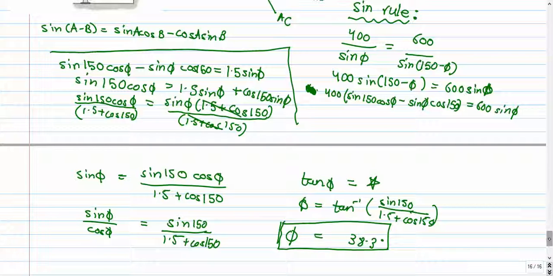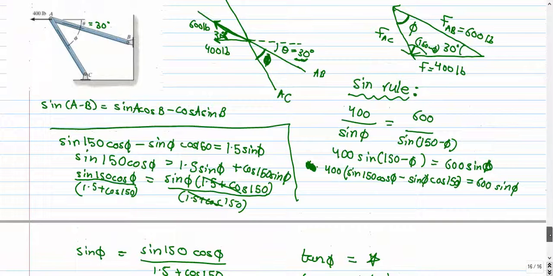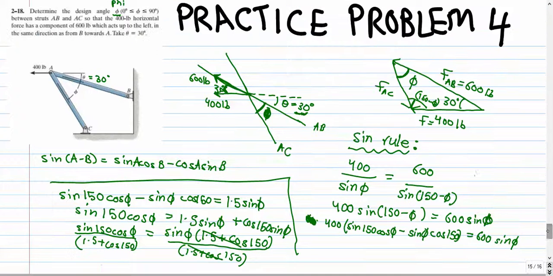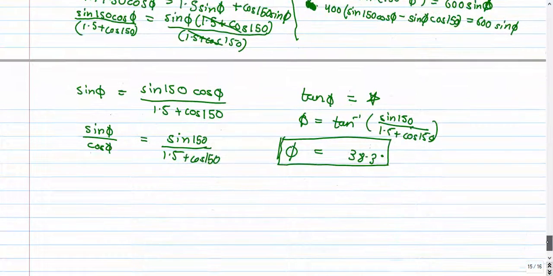Had we done the longer procedure and used the cos rule, then we would have to first find the length of this side, and then we would have to apply the sine rule to get the angle phi. By directly using the sine rule and this formula to expand the compound sine, we were able to get the value of phi easily and more quickly. So just practice with this a bit.